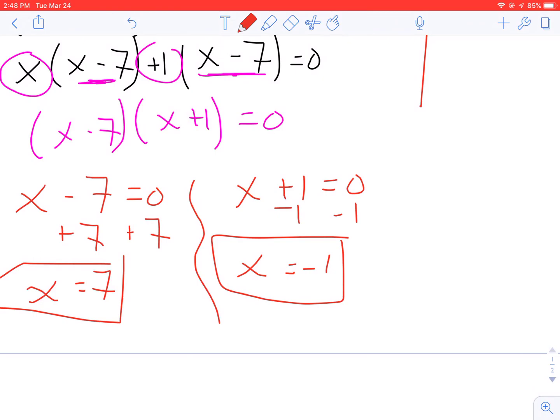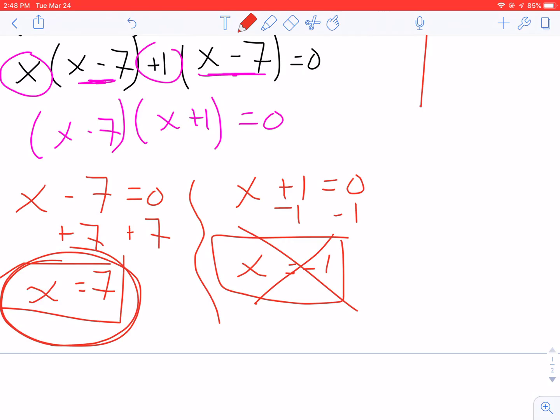Now, the answer key says the answer is only 7. Why? Well, because if x is negative 1, that tells me that a length is negative, which is not possible. So this must be your only answer there for number 19. Okay, a negative value cannot represent a length.